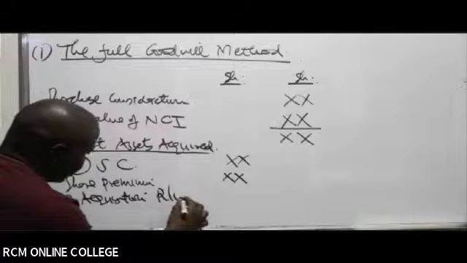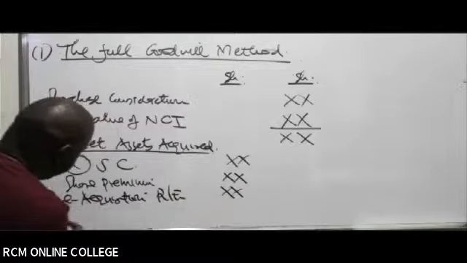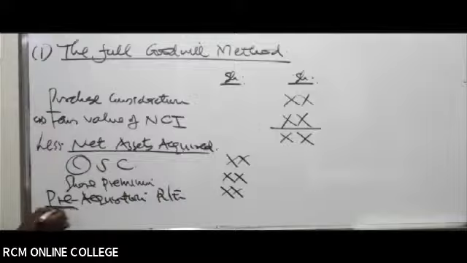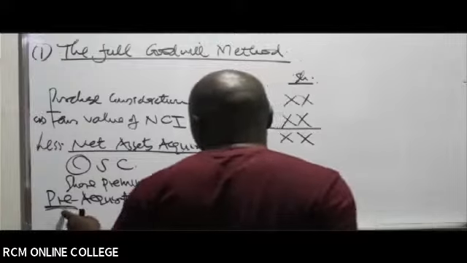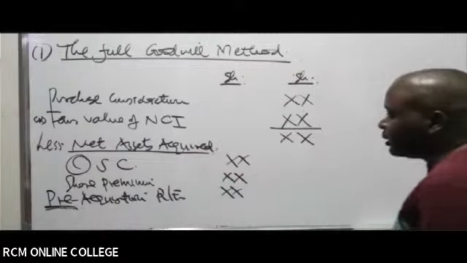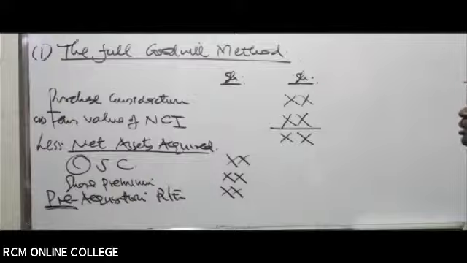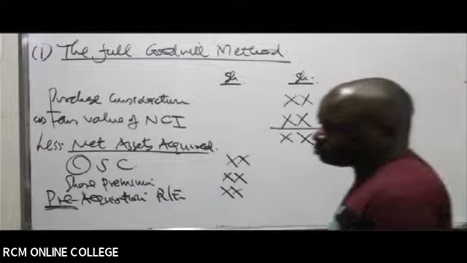The retained earnings. You can write this statement, it is very important. Take the pre, the ones that were there, the retained earnings that were there before you acquired. Those are the ones you consider. You can write this one in red pen or underline it. That pre, if you forget it, then you'll mess up your calculation.